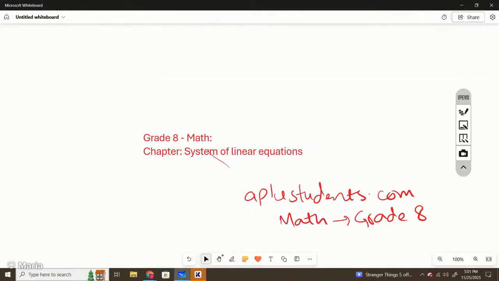There you can find a list of the chapters. We're going to start with the chapter system of linear equations. So please make sure you have your notebook and pencils. You can note down the important examples and definitions as well.